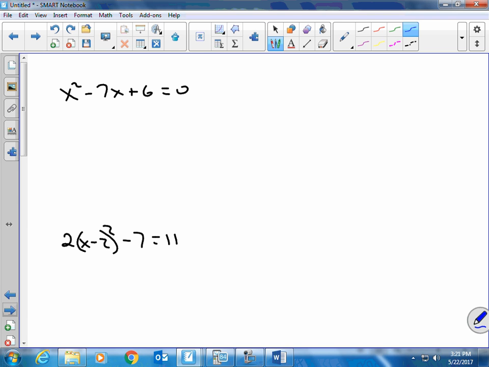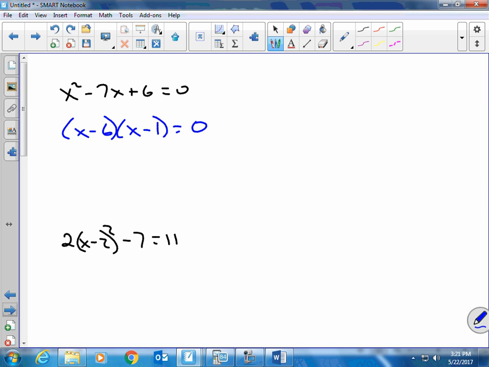Okay. What technique did you pick? When you look at that, do you automatically jump to quadratic formula? Try not to. That is a quick, simple factoring. I can factor that into (x minus 6) times (x minus 1). Why? Because 6 times 1 is 6, and 6 plus 1 is 7.